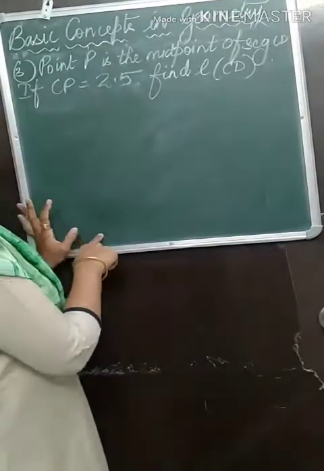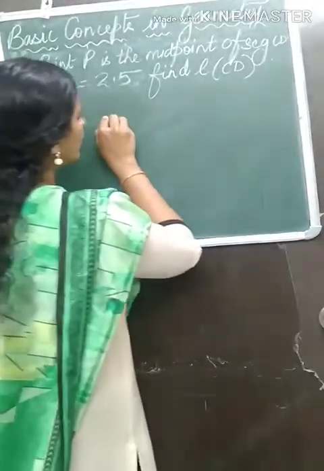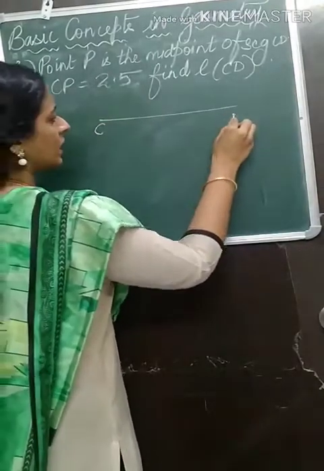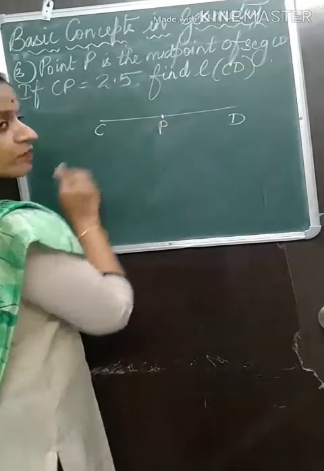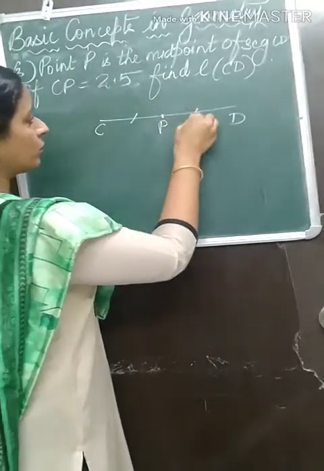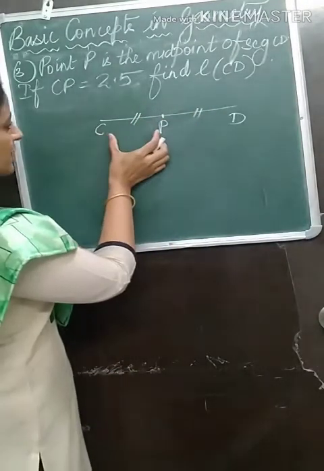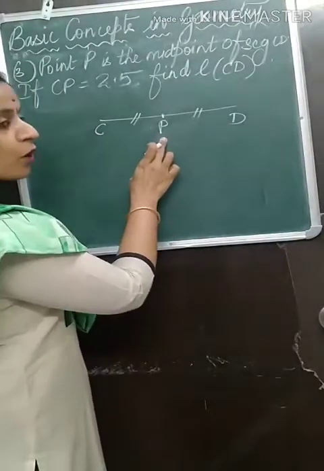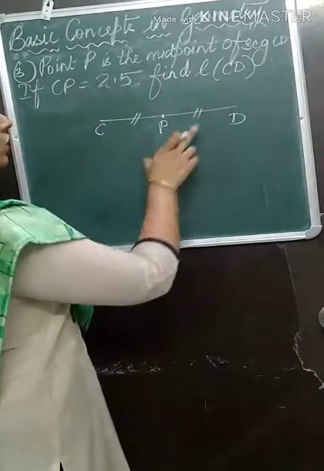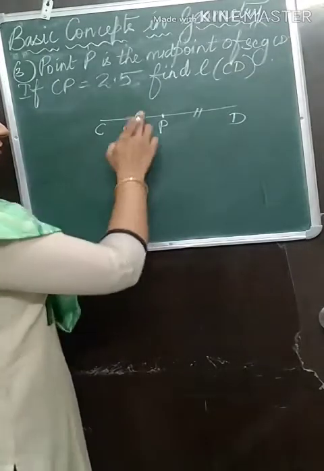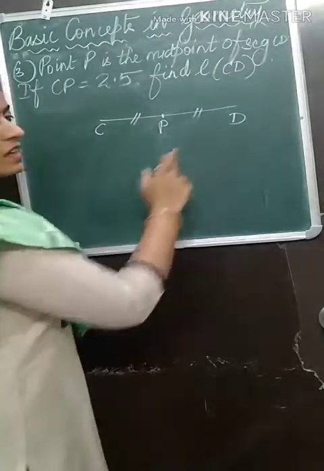The third sum they have given. Point P is the midpoint of segment CD. So let's start with the figure. Draw segment CD. Show the midpoint as P. P is the midpoint. How will we show that P is the midpoint? We'll put two identical marks on either side, 1 or 2. This means that CP is equal to PD, or point P is the midpoint of CD. Even if the statement is not given, if the figure is given, you should make out that if the figure is given this way, it means that P is the midpoint of segment CD.